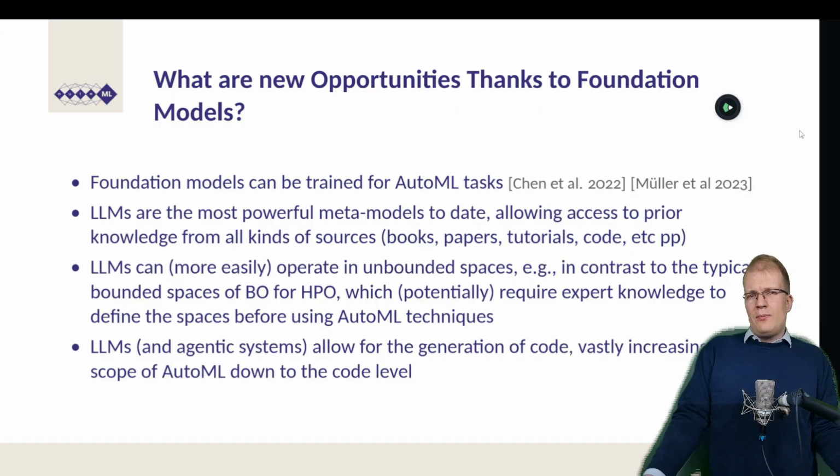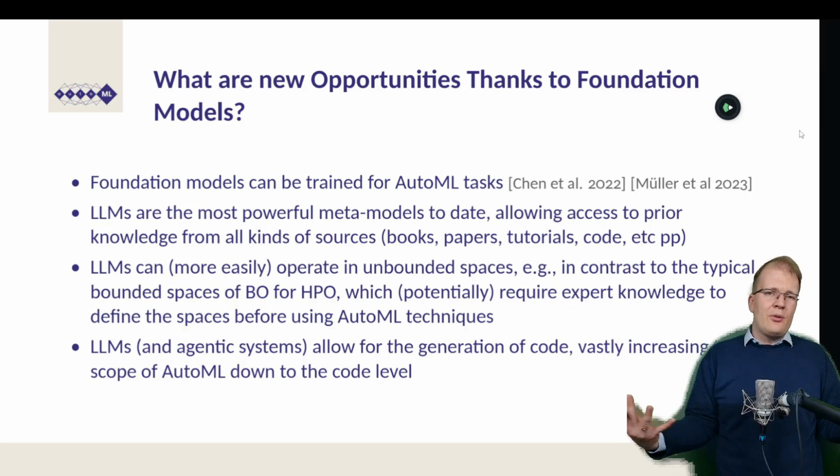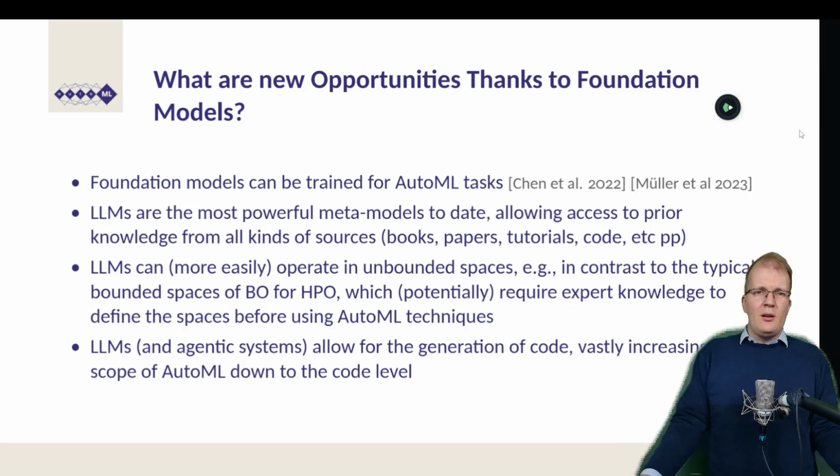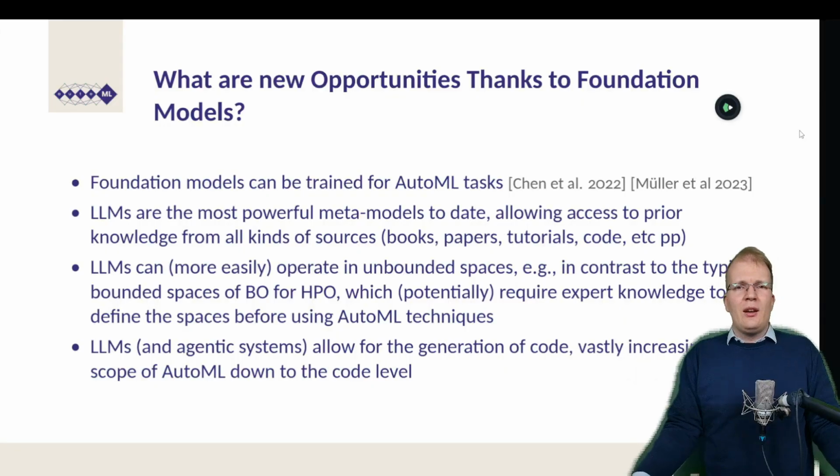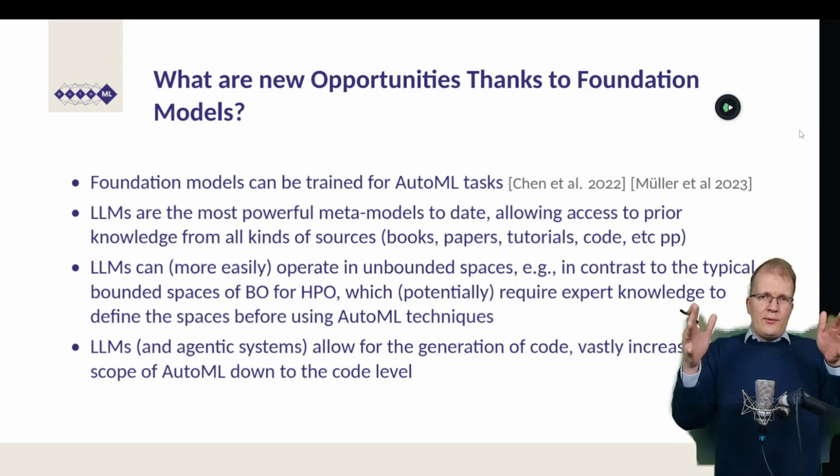LLMs can also, at least more easily, operate in unbounded spaces, in contrast to the typical bounded spaces, for example, of Bayesian optimization or HPO, which potentially require expert knowledge to define the space before using AutoML tools. So that goes away, right? If you can say, please, LLM, do the job for me. Agentic AI, please come up with code and play around with that, evolve that, try new things. We don't necessarily have to define the bounds for our configuration space anymore, which makes it much more powerful.